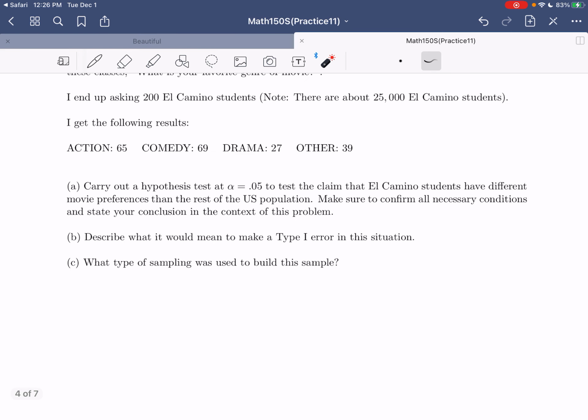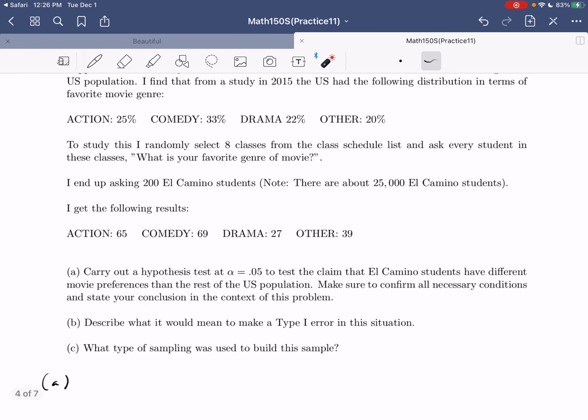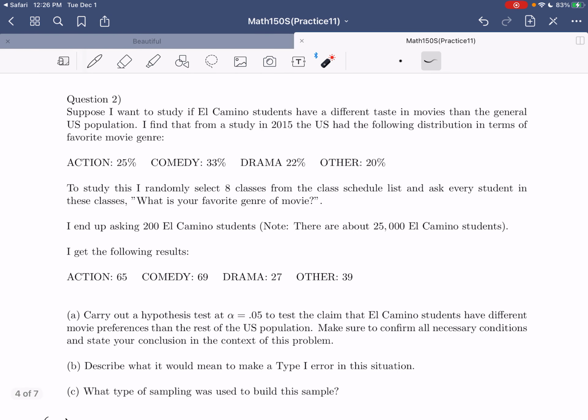So let's start by thinking about what type of hypothesis test this is going to be. There's a couple ways to think about that, right? One is to look at what sort of variable is being studied here. We're looking at your favorite movie genre. That's a categorical variable. So once it's a categorical variable, that means that we might be doing a 1 sample proportion, 2 sample proportion, independence and homogeneity, or goodness of fit.